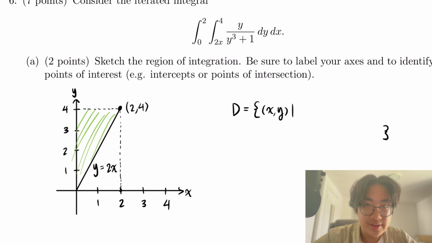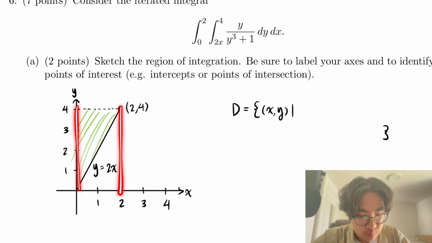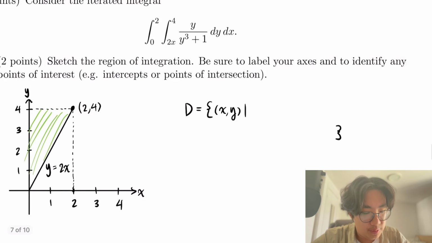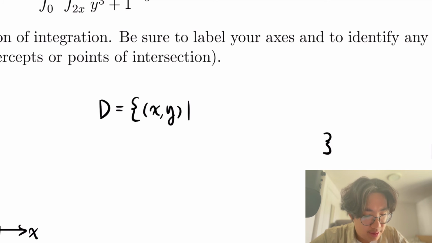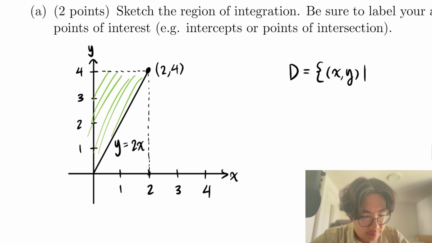So we're going from effectively a type 1 region to a type 2 region, I believe. Type 1 regions are where x is bounded between two constants and y is bounded between functions of x, and then vice versa for type 2. So in this case, we know that instead now y is bounded between right over here, so 0 and 4.